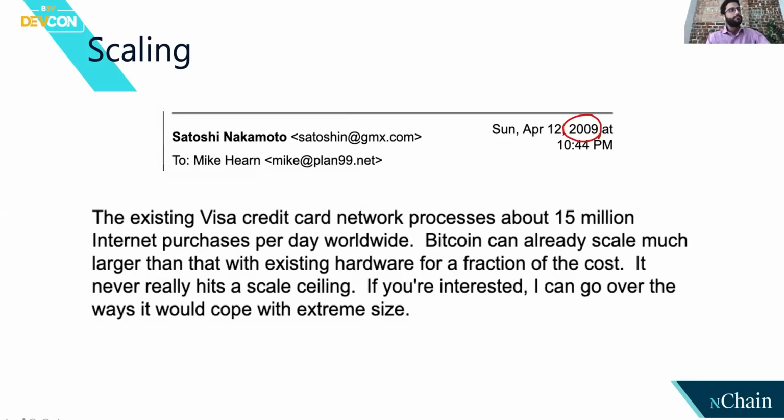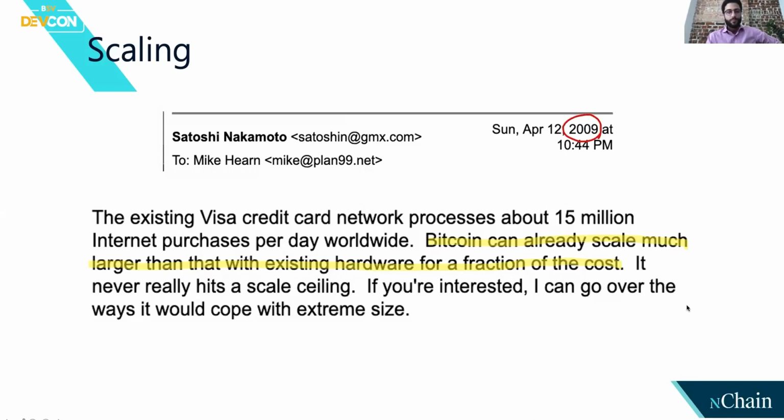And in this email thread, Satoshi goes on saying that the existing Visa credit card network processes about 15 million internet purchases per day worldwide. And Bitcoin can already scale much larger than that with existing hardware for a fraction of the cost. It never really hits a scale ceiling.